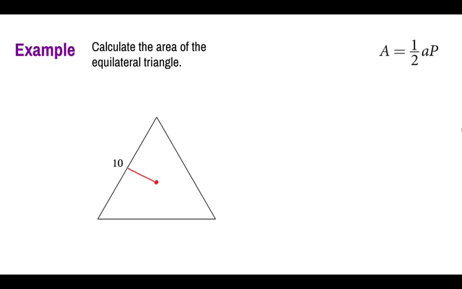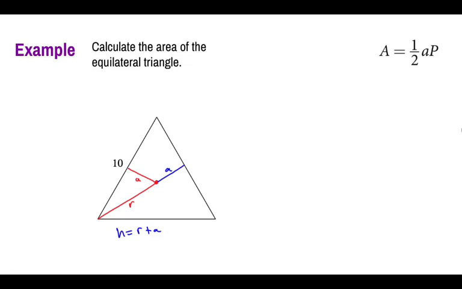So this is our apothem. This is our radius. But really, if you think about it, the height would just be the radius, and then the apothem continues on from there. That's also our apothem, right? So the height is equal to the radius plus the apothem for this triangle. Our side lengths are all 10.